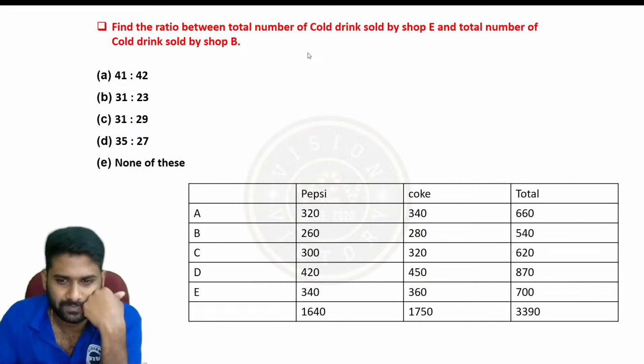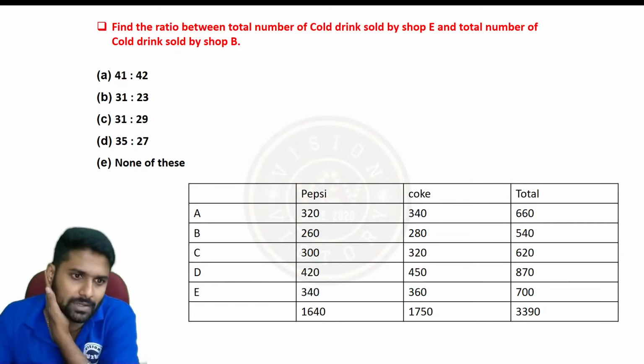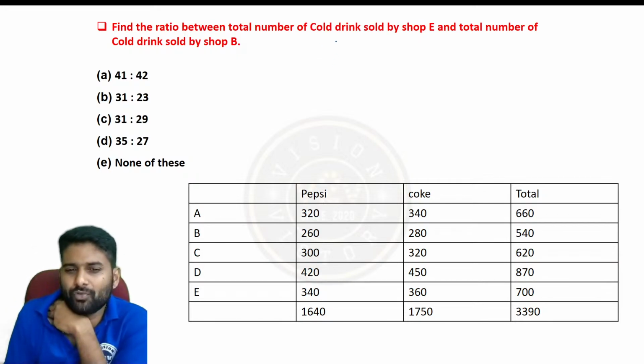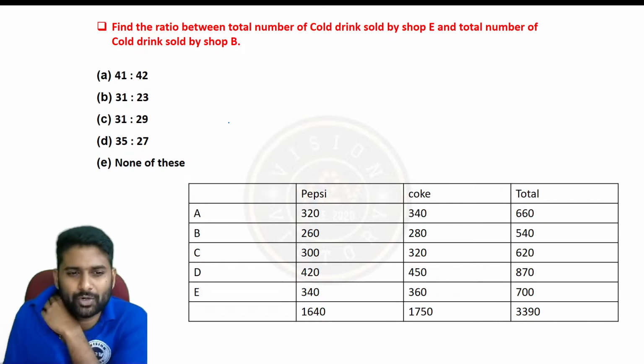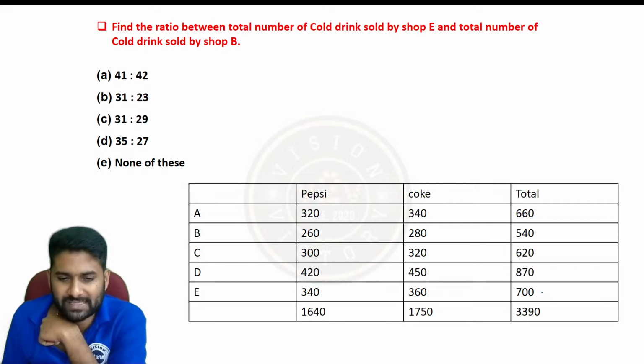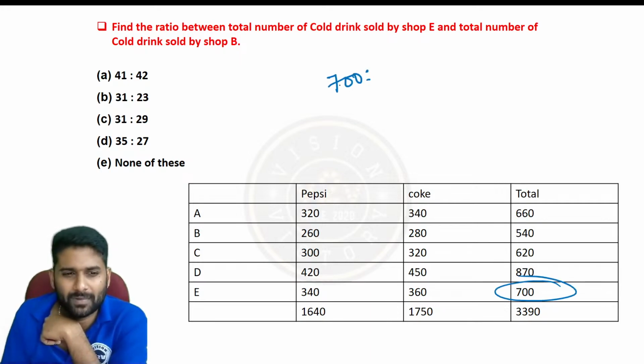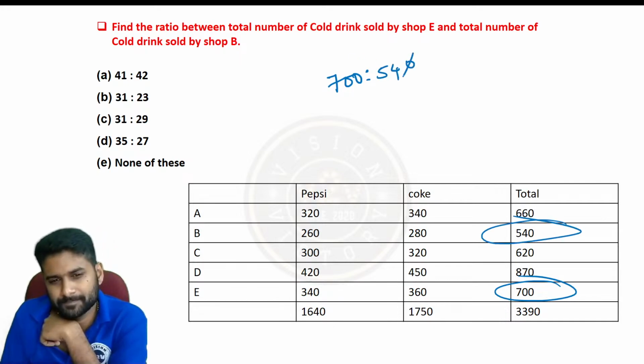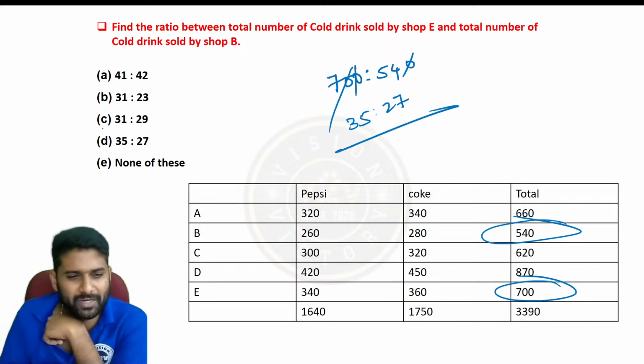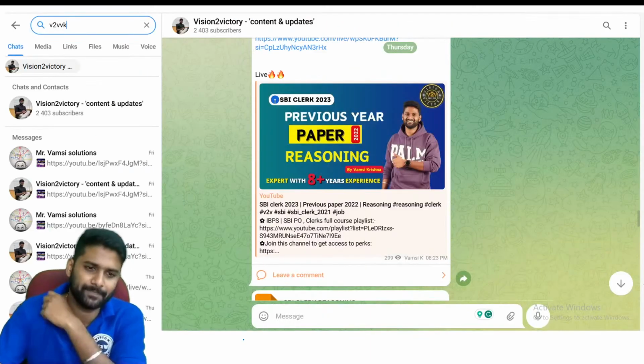200%. Find the ratio between the total number of cool drinks sold by shop E and the total number of cool drinks sold by shop B. Shop E cool drinks 700, shop B 540. Ratio becomes 35 is to 27.